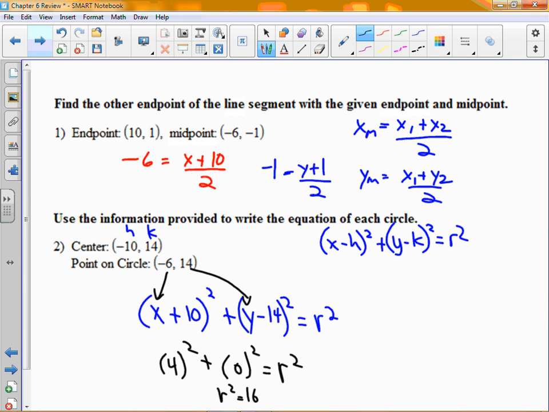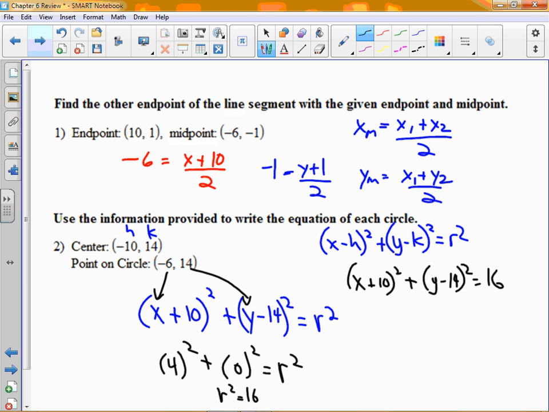So if I want to write the equation of a circle that has a center of -10, 14 and goes through this point right here, then you just write the opposite of h. You write the opposite of k. And then you write r squared, what it's equal to. And several times on the test, it asks you to plug in right here.